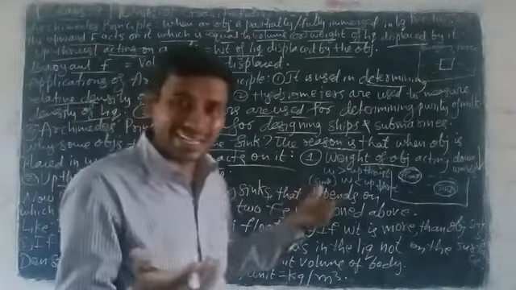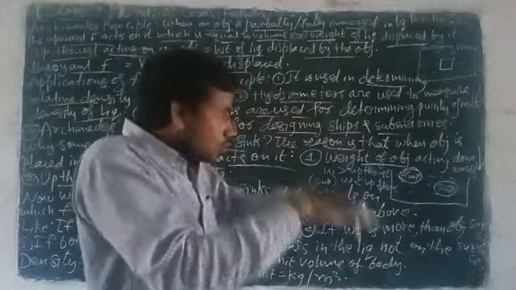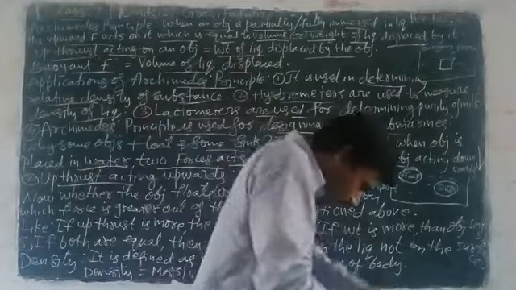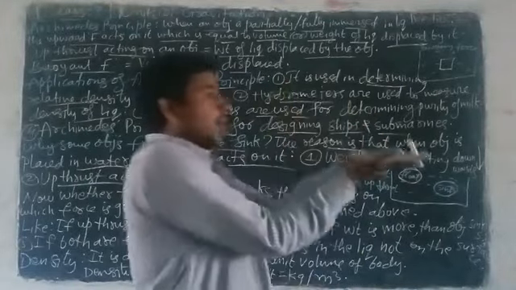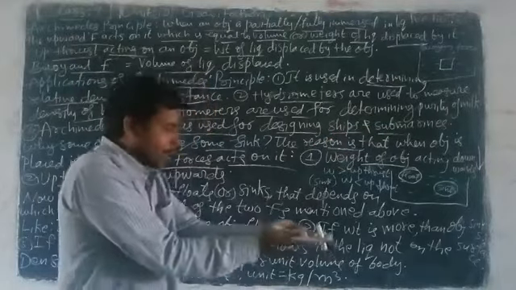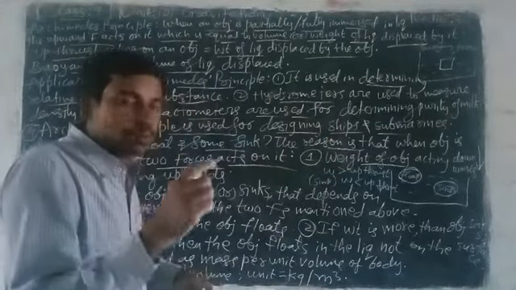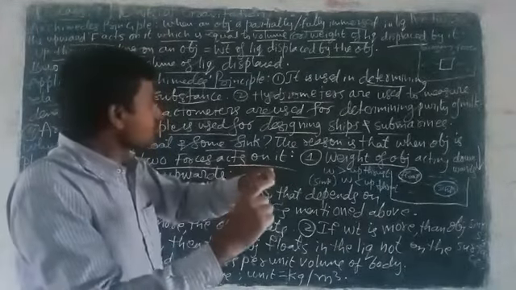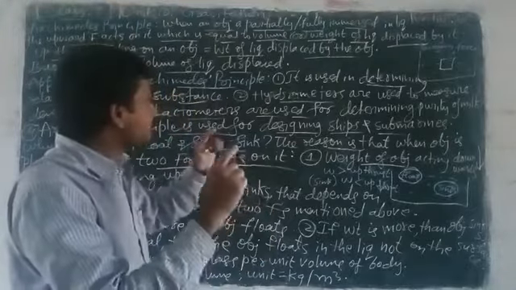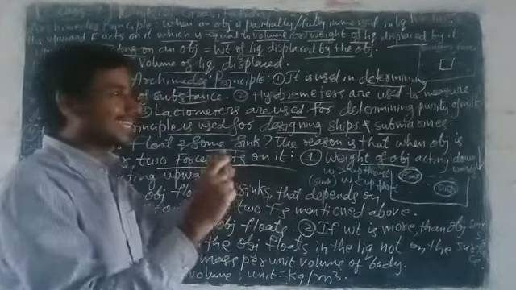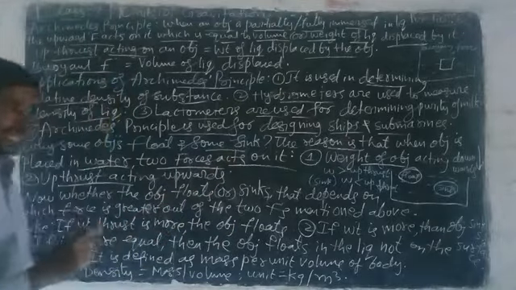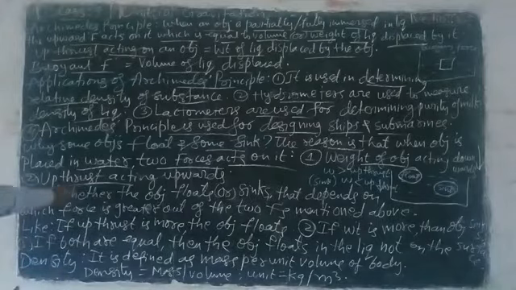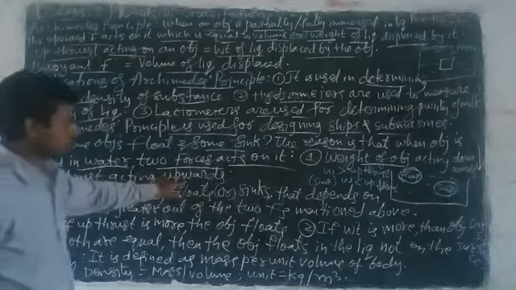Upthrust is the force by the liquid or water, and the downward force is the object's weight. Water's upward thrust is equal to the displaced water. When the displacement of water is considered under Archimedes principle, it explains the design of ships, boats and submarines also.